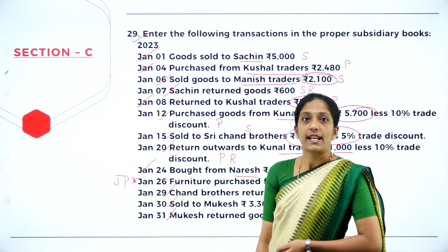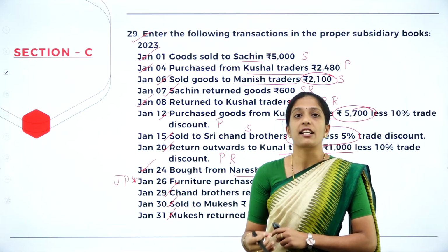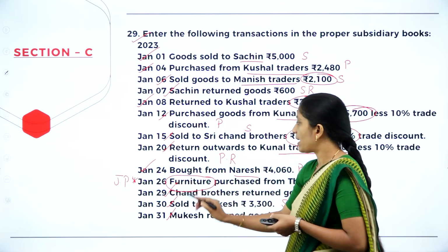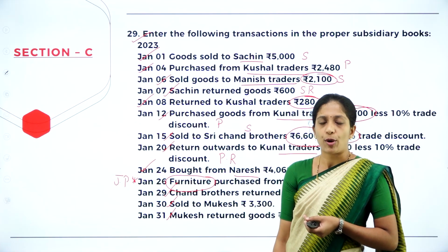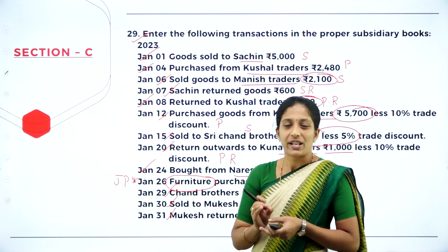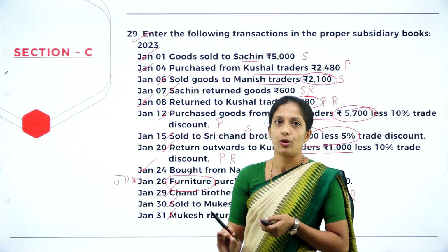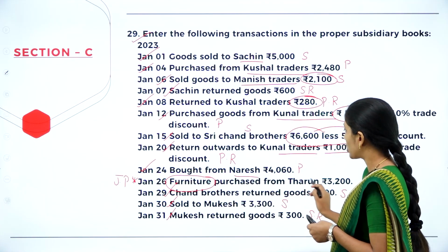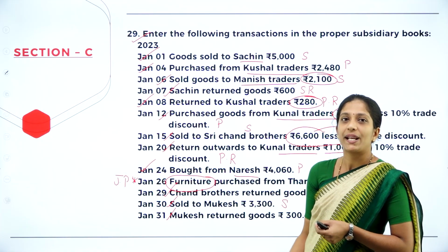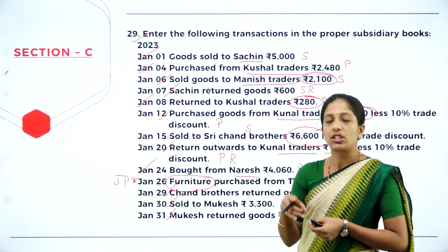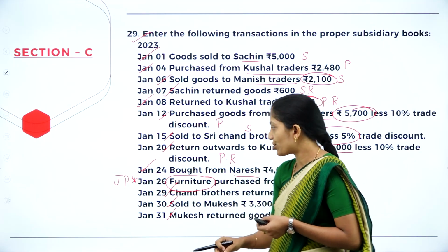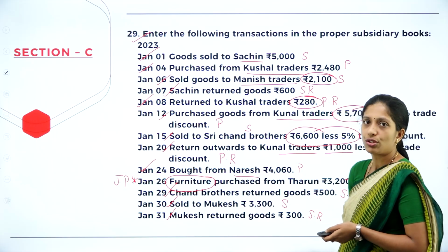So this has to be recorded in journal proper because it is credit purchase of asset. Furniture is an asset, so credit purchase of asset. So you have to record in the journal proper, where the format of journal proper is exactly as journal only. So how do you write? What is the journal entry? Furniture purchased from Tarun. So your entry will be furniture comes in. So furniture account debit, from whom? Tarun. So furniture account debit to Tarun's account, and the amount is 3,200.